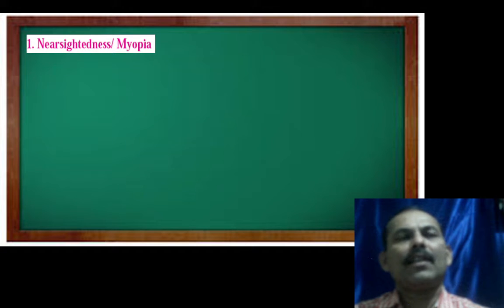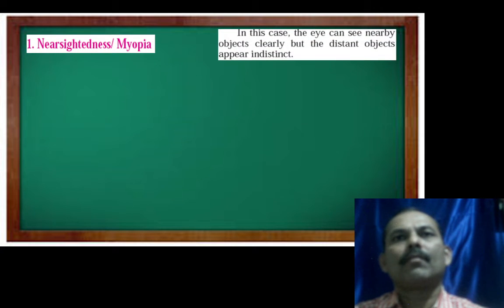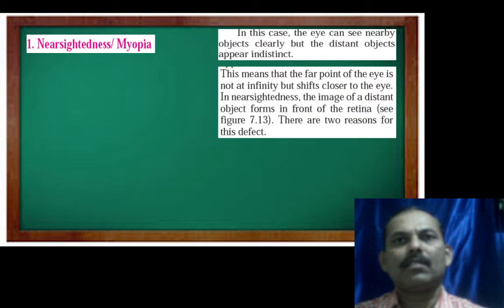What is nearsightedness or myopia? In this case, the eye can see nearby objects clearly, but the distant object appears indistinct. This means that the far point of the eye is not at infinity, but shifts closer to the eye. In nearsightedness, the image of a distant object forms in front of the retina.